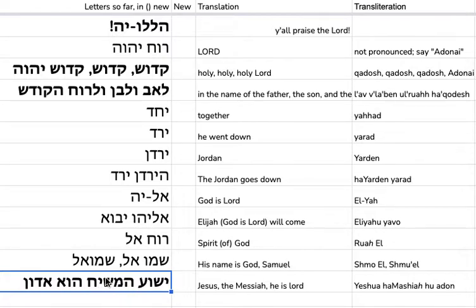HaMashiach, Mashiach, okay, Messiah. Yeshua, HaMashiach, who... Okay, this who is the same root word as the tetragrammaton, comes from the verb to be. Yeshua HaMashiach, who, which means he. Adon, okay? Adon. So Adon is similar to Adonai, but it's a more common way to say Lord. You can also use it in the street in Jerusalem to say, excuse me, sir. You would say, Slicha Adoni, excuse me, my Lord. Adon is Lord, okay, in a more informal sense.